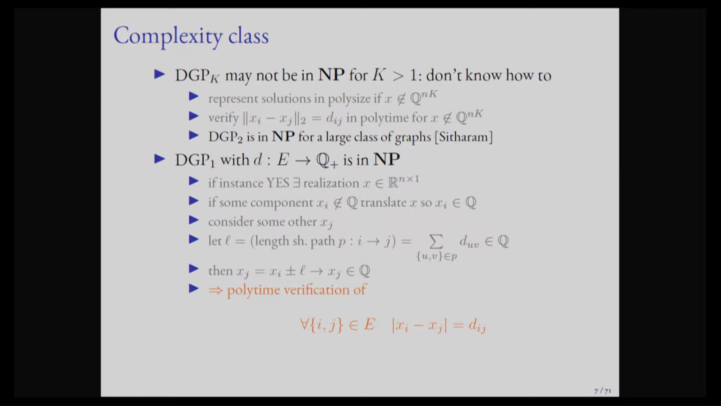There are other situations, but those are the most common. So the DGP_K may not be in NP for K greater than 1. This is because we don't really know how to represent the certificates, okay? So the certificates here may be in the plane or in space or in higher dimensions.